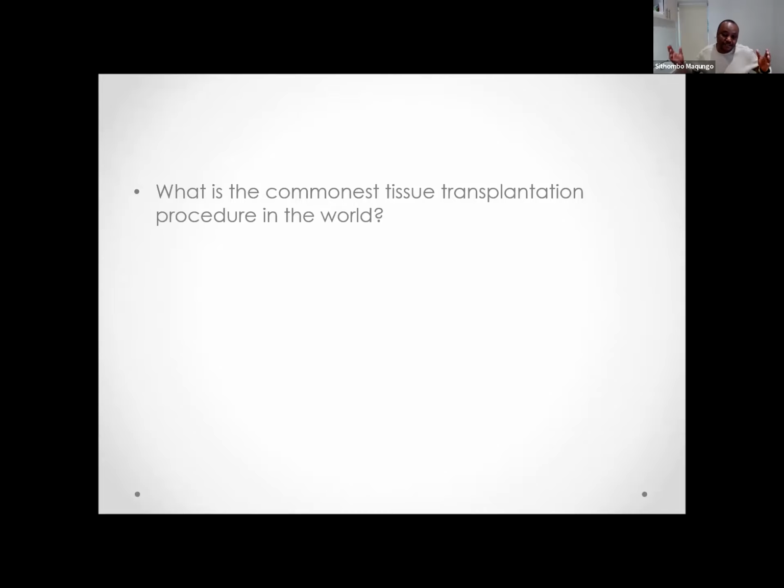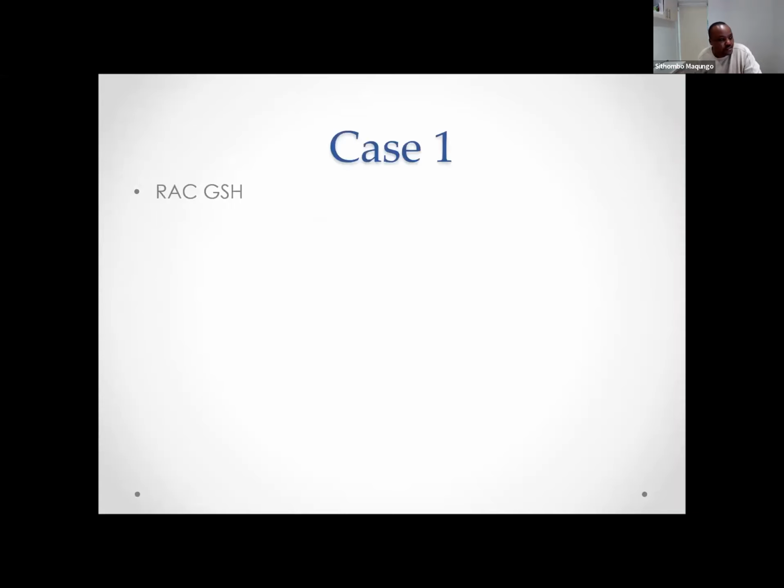Okay. Yeah, so that's the correct answer. The commonest transplantation in the world is blood transfusion. But now, what's number two? It's bone grafting. There are 2 million bone grafting procedures performed annually around the world. So it's not an uncommon procedure. And so I've got a few case examples to show. I'm going to pick on Wazima.